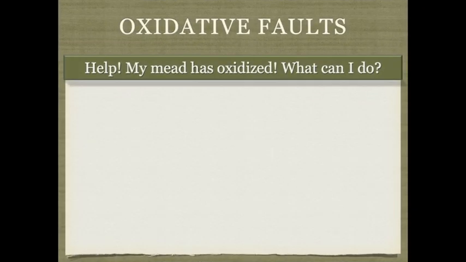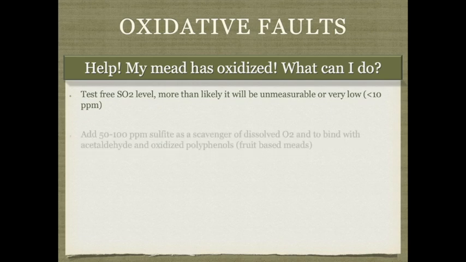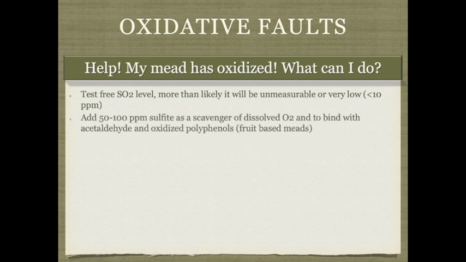So prevention is always best, but what can you do after you've detected some oxidation in your mead? Well, first I test the free SO2 level. More than likely it will be completely unmeasurable or very low. If there is some sulfite present, say 20 or 30 parts per million, then you might not want to add quite as much. But if the sulfites are basically unmeasurable or very low, I hit it with a large dose of 100 parts per million of sulfite. This sounds like a lot, but remember, this mead is already ruined and might have to be dumped out. So drastic problems require drastic solutions.